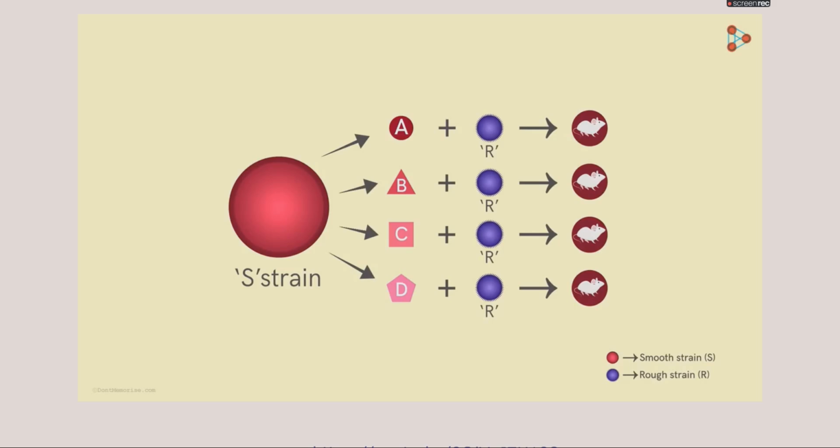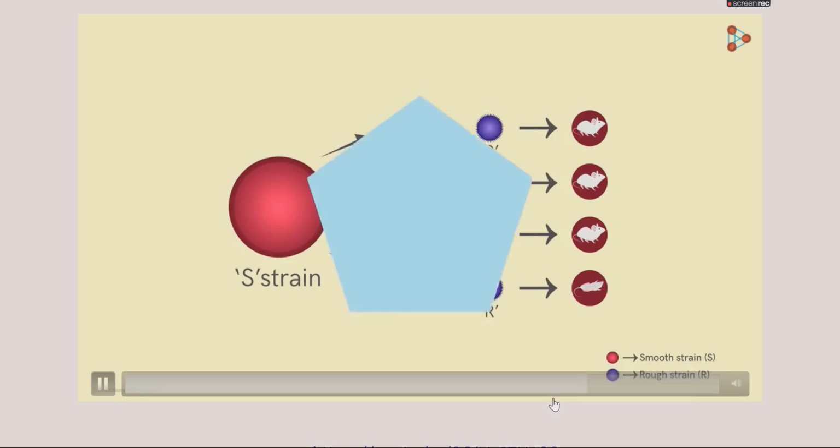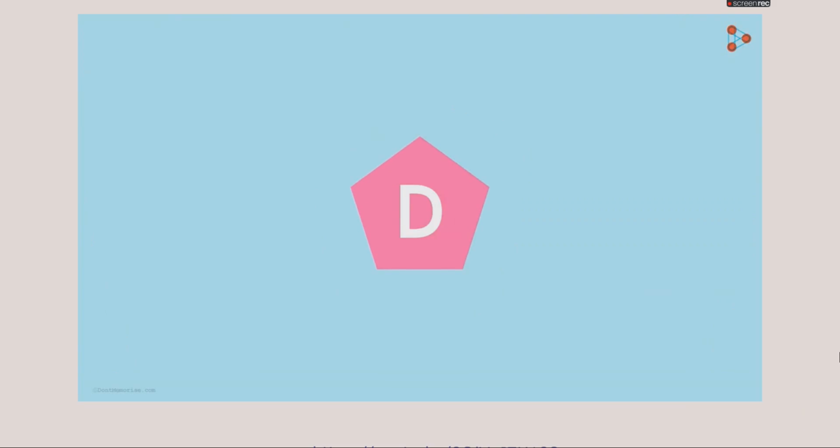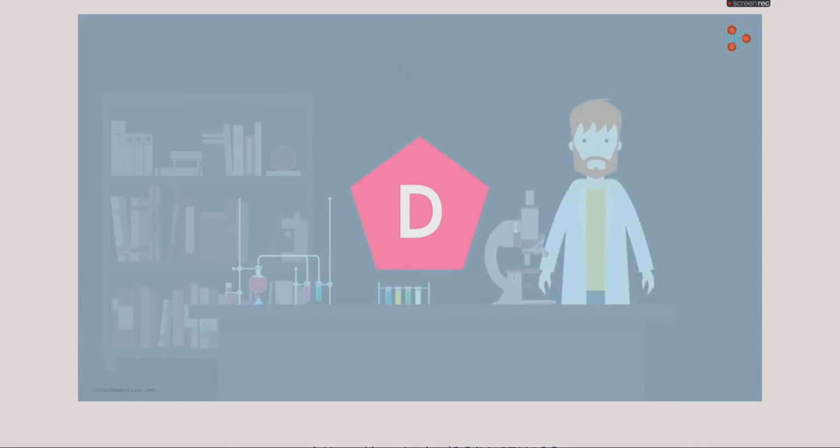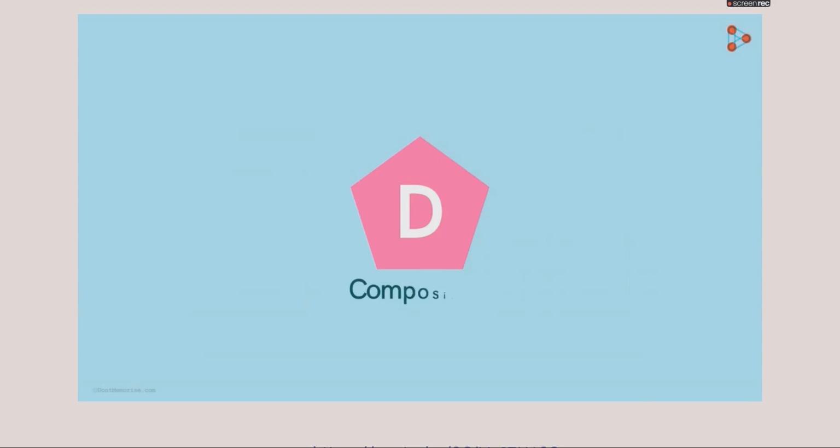What they found at the end was only one of those components among all was effective in transforming the rough strain. It was the case in which the mouse died. The conclusion was that component D transformed the R strain. They isolated this component from the heat-killed strain and tested it further. On chemical analysis, they could figure out that the molecules had a chemical composition similar to that of DNA.